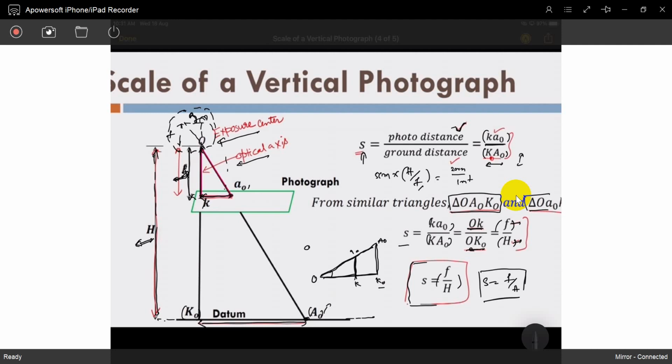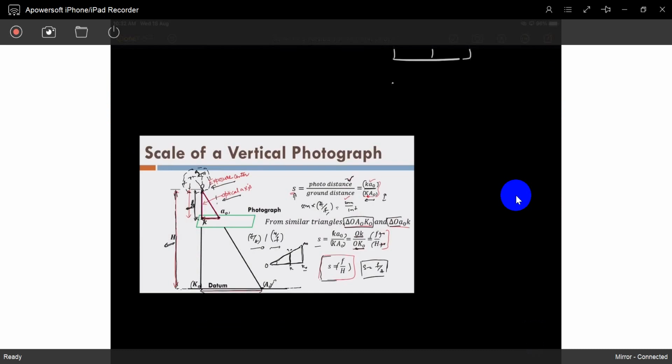So the scale is f by h, or you can call it capital H by f. If you want to calculate the ground distance or the distance in the photo, you can directly get it from capital H by f or f by h. Very simple, no need to discuss it. Okay, that's the one thing.